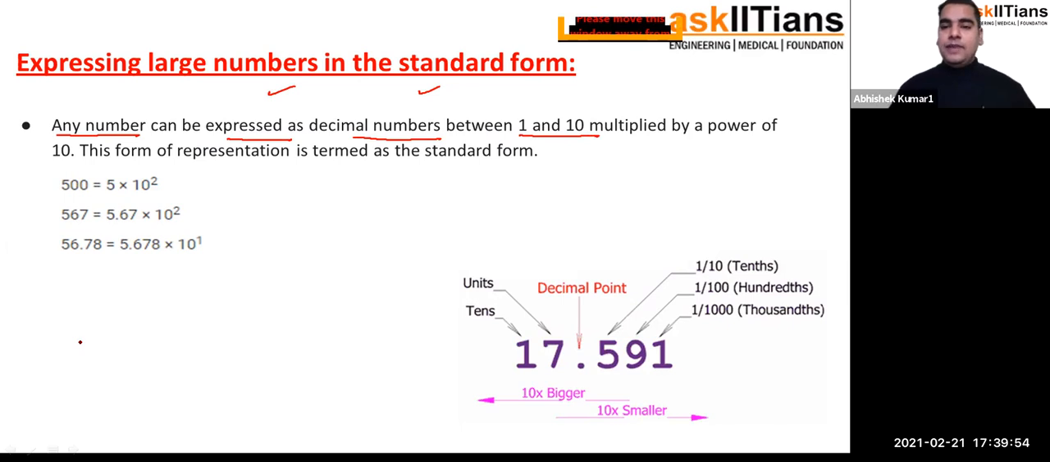multiplied by a power of 10. So you give any number, you can always write it as a decimal number between 1 and 10 multiplied by a power of 10. That's the beauty of mathematics, we can do that. And this form of representation is called a standard form. This is exactly similar to what we did just now. So let us see what we have here.